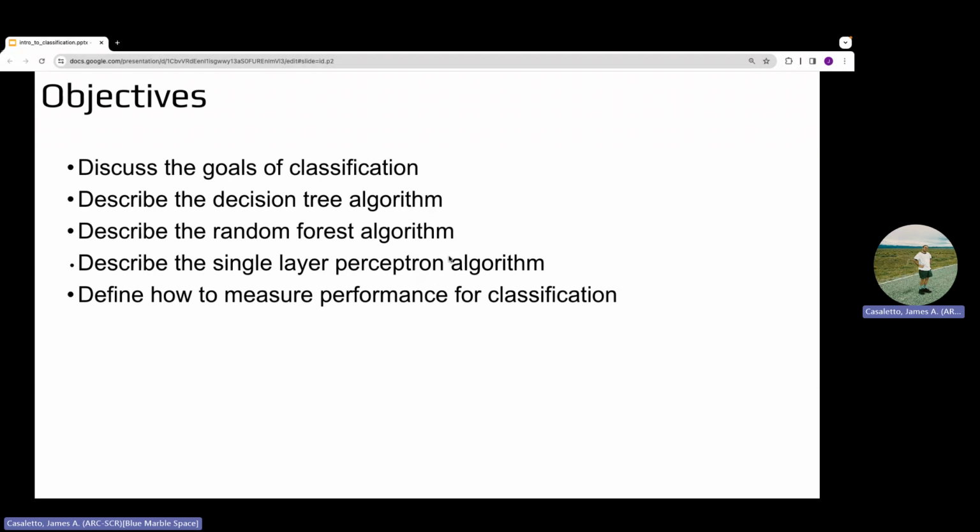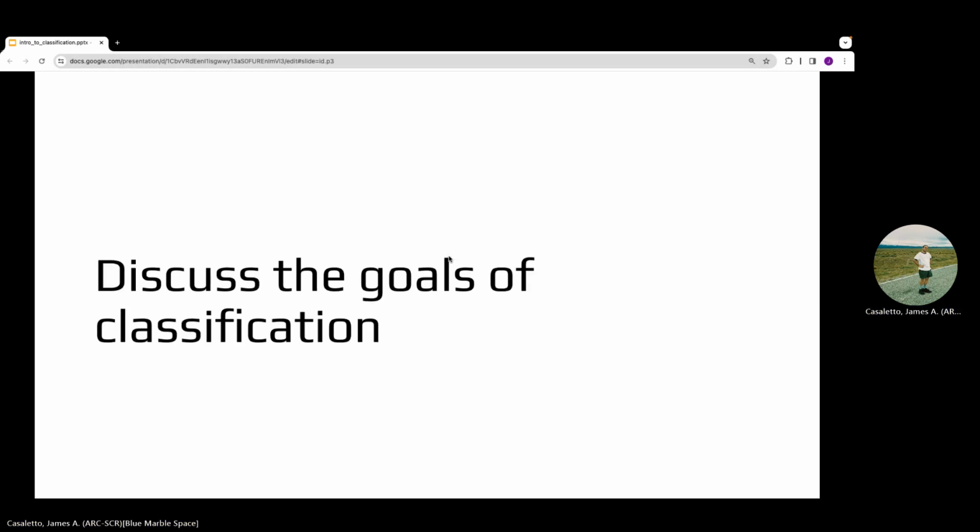The objectives of this lesson are to first discuss the goals of classification. We will then describe the decision tree algorithm, followed by a description of the random forest algorithm, which uses decision trees, and we will describe the single-layer perceptron algorithm. Finally, we define how to measure the performance of a classification algorithm.